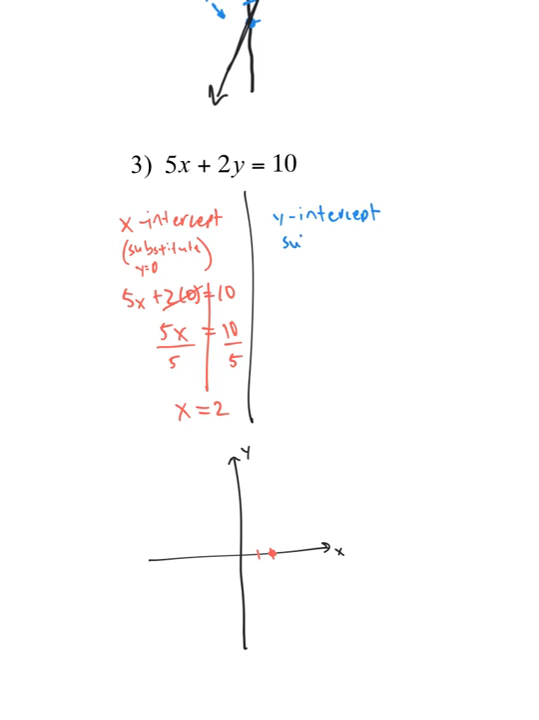Y-intercept, substitute 0 for which variable? Substitute 0 for x. x equals 0 here. So it's going to be 5 times, instead of x, we're substituting 0, plus 2 times y equals 10. Guys, 5 times 0 is just 0. So it's 2y equals 10. Divide by 2. And we've got y equals, well, what's 10 over 2? y equals 5.